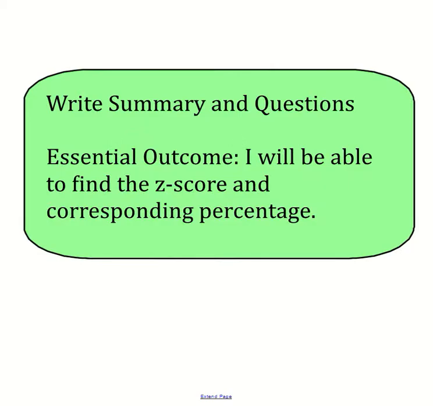So this is the end of Lesson 6 of Chapter 3 of Probability and Statistics. Write your summary and your questions. The essential outcome for today is that you will be able to find the z-score and corresponding percentage.